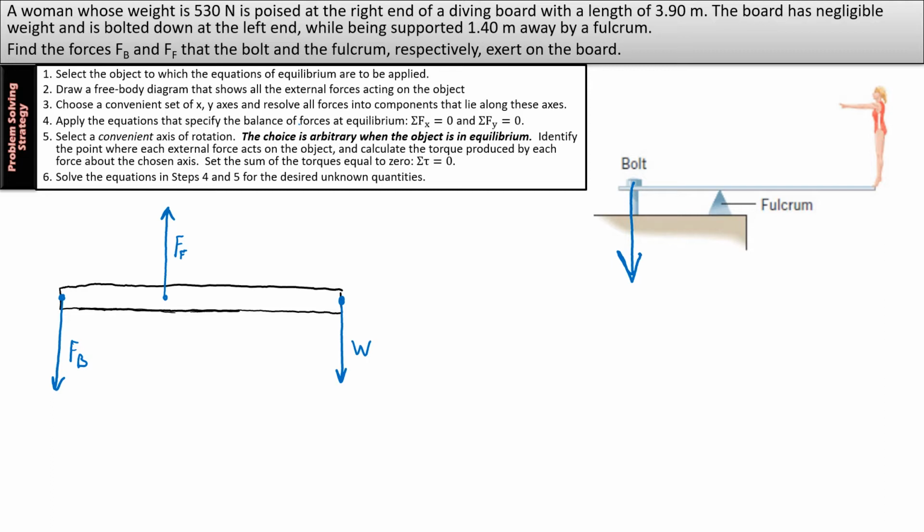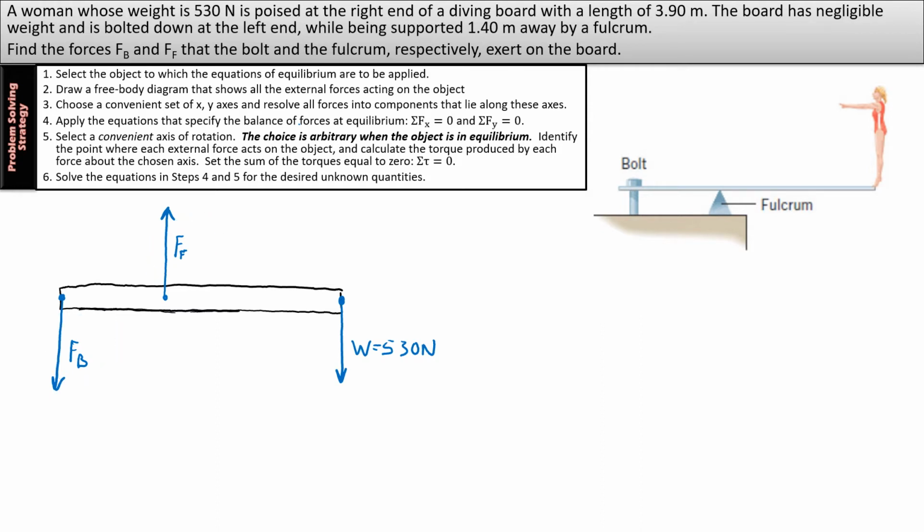Great. Now, as promised, we have to draw in some distances here. The first thing it says is this 530 newtons. That's the free body diagram, by the way. There are no other forces, so sweet. So the weight is 530 newtons. The goal is to figure out what this force and this force are.